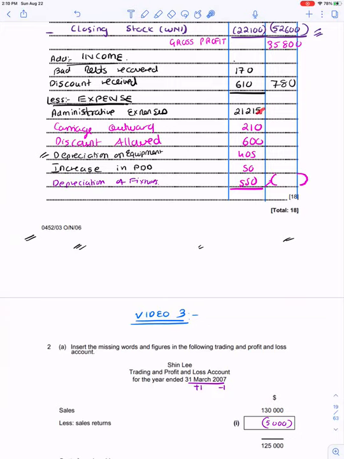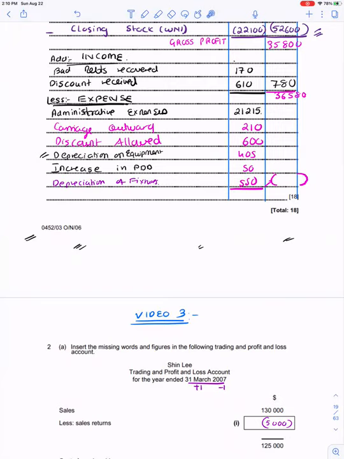Add all the expenses that you have. It would be 21,215. You can add these both and come at a figure also over here. 35,800 plus 780 gives you 36,580. Now add all the expenses and come up at a figure.